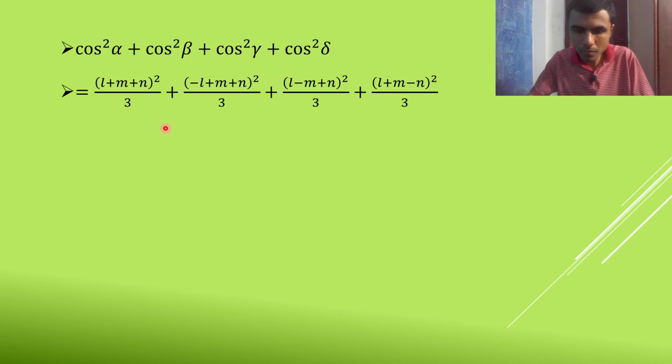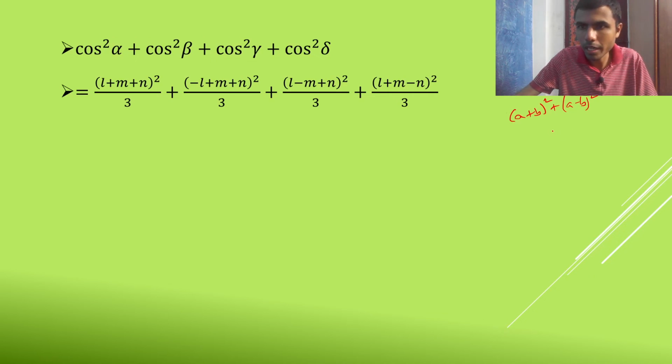See, there is a property from algebra. Well, it's not exactly a property. You learned, right? A plus b whole square plus a minus b whole square is nothing but 2 times a square plus b square. So I'm going to use this.